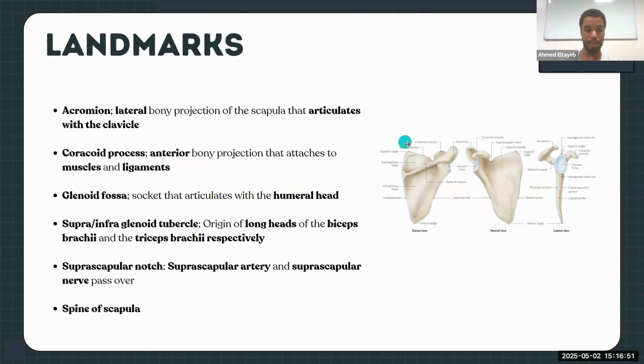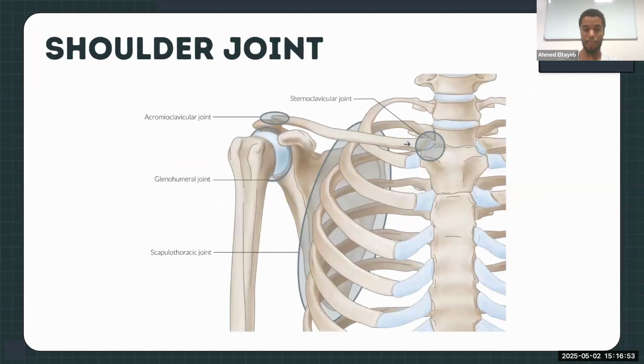Yeah, these are the landmarks. Now, the shoulder joint is a synovial ball and socket joint, and is formed by the articulation of the head of the humerus and the glenoid fossa of the scapula.